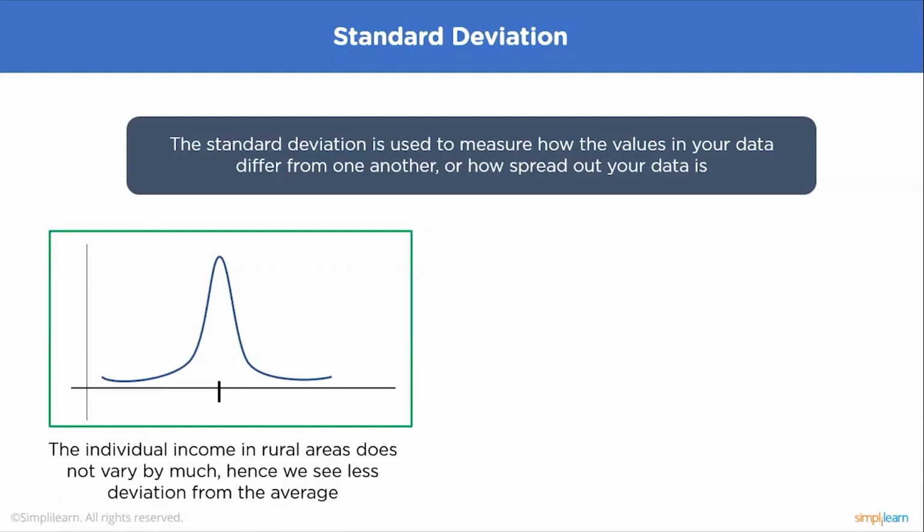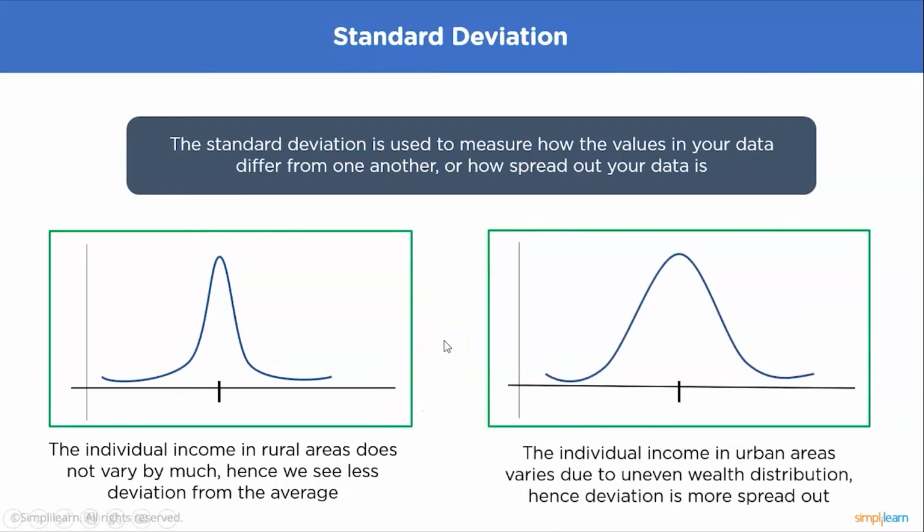This leads to a higher standard deviation too. Let's take an example of income in rural and urban areas. In rural areas, let's say such as farming areas, the income doesn't differ that much. More or less everyone earns the same. Because of this, our bell curve has a very low standard deviation and it has a very narrow peak.